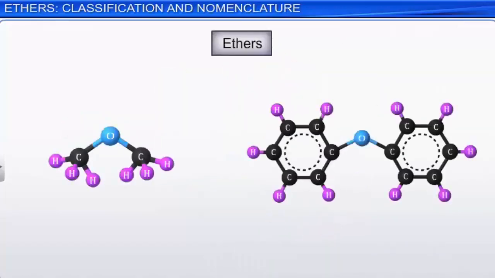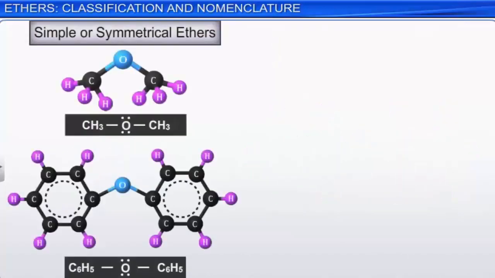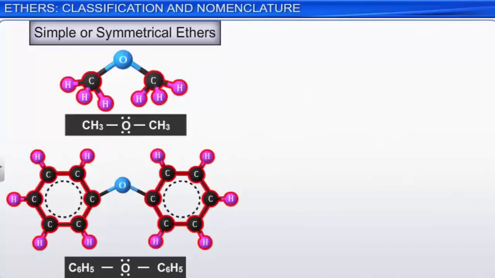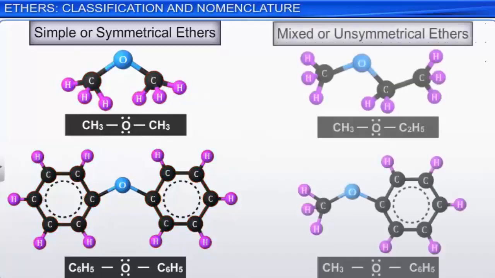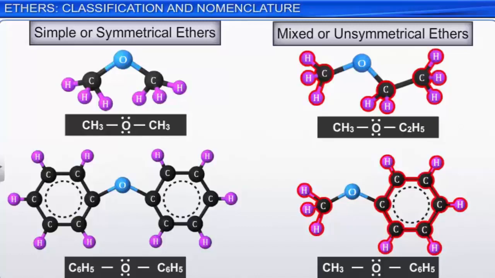Ethers can be classified in several ways. Simple or symmetrical ethers have 2 identical carbon groups on either side of the oxygen. Mixed or unsymmetrical ethers have different carbon groups on either side of the oxygen.